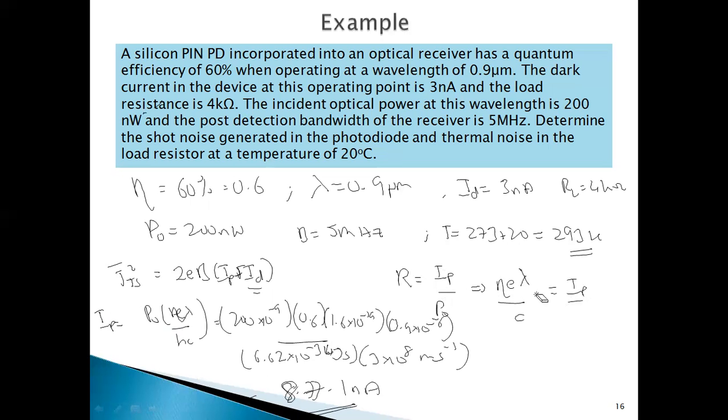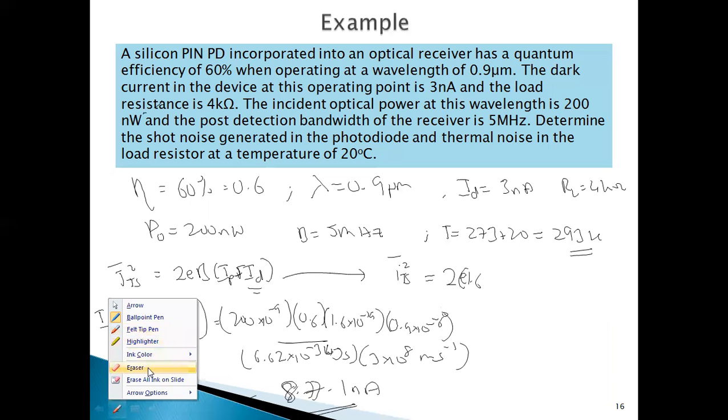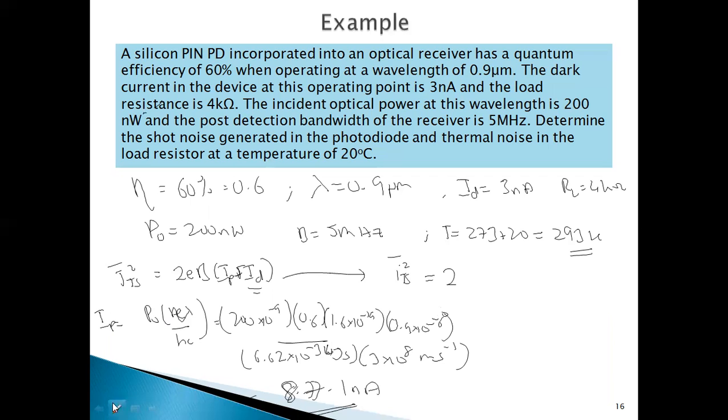Okay, I'm going to use it now. From the equations here, we can calculate that the total shot noise current, the mean square of it, shall be equal to 2 EB. So E is 1.6 times 10 to the negative 19, IP is 87.1 nano, and your ID is 3 nano. ID is your dark current, yeah.